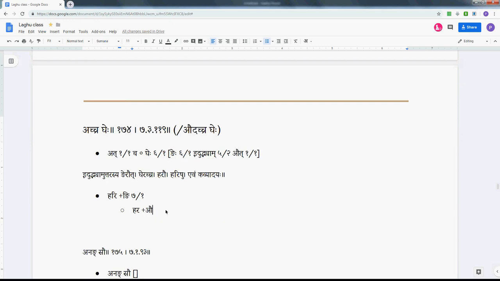Akara and Aukara, Ikara and Aukara, the Sandhi will be different, and thereby the form will change. Therefore, two adeshas at one go, hara plus au, not hari plus au. So you will get hara plus au. That's why this hari here, although this is nit, does not take guna.